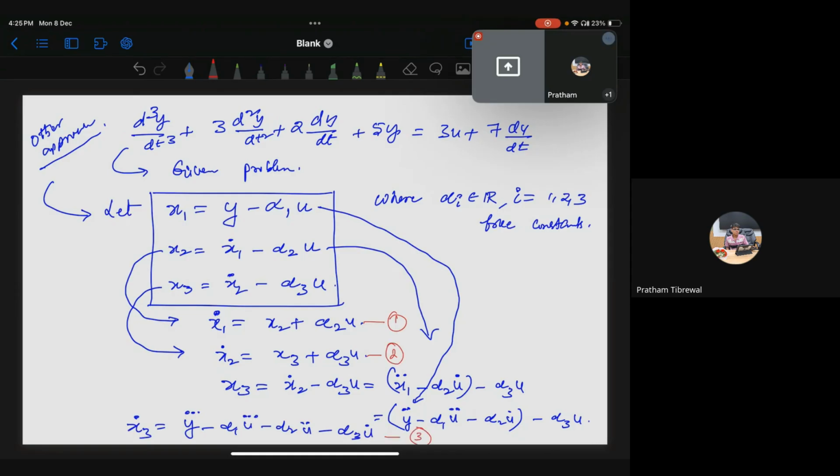Now in these three equations, you have different terms. So substitute those terms. Now choose your alphas in such a way that, here the problem has only up to u dot, correct? In such a way that u double dot and u triple dot become 0. Is that clear? Because you don't need u double dot and u triple dot.